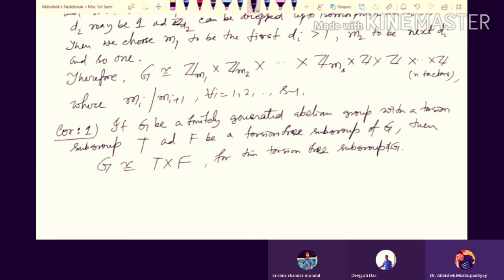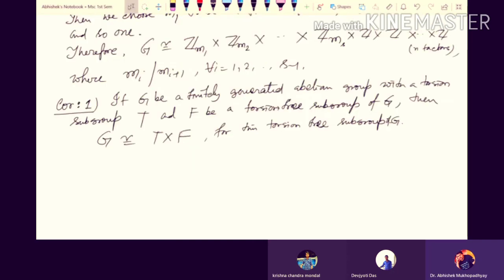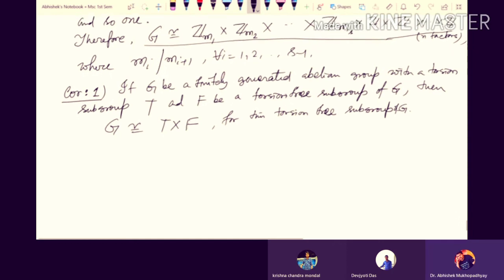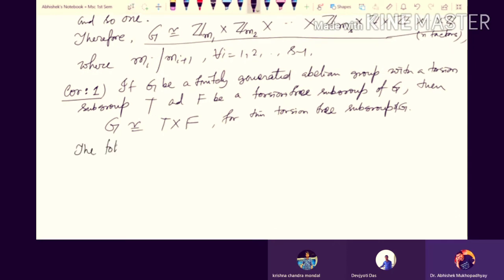Okay, so the proof follows from this result, because Z_{M1} × Z_{M2} × ... × Z_{Ms} × {0} × {0} × {0} will be a torsion subgroup of G. And on the other hand, {0} × {0} × {0} × Z × Z × Z will be a torsion free subgroup of G. So the proof follows from the above theorem.